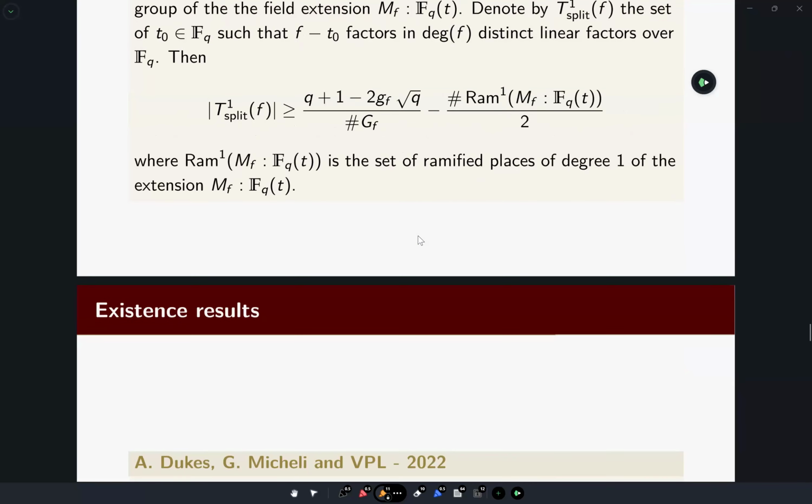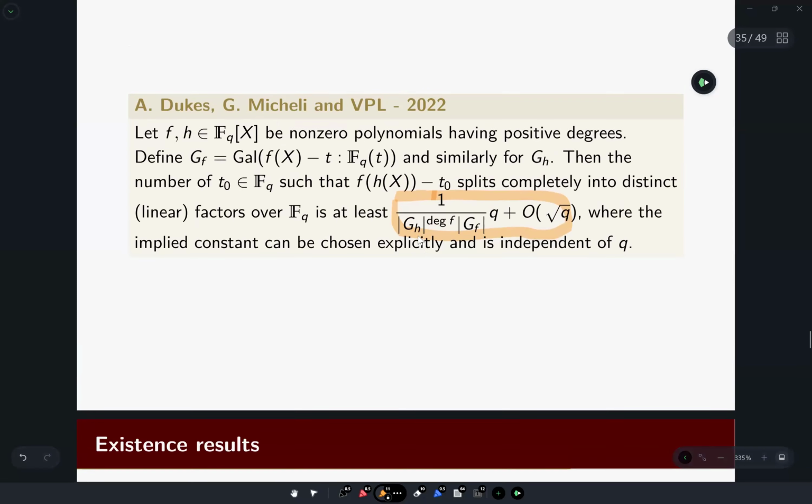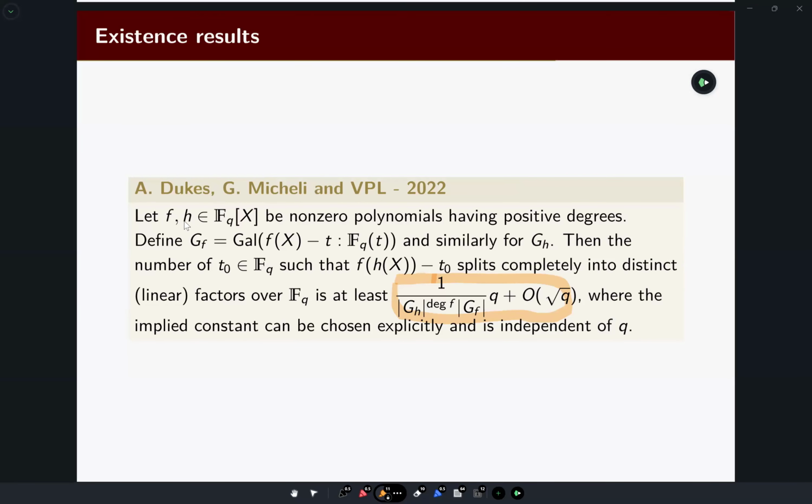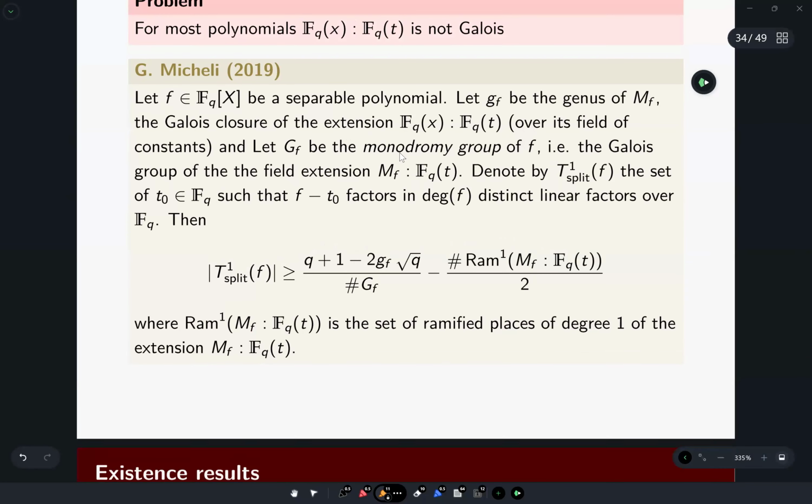Our generalization in this case was to study what happens if we have f of h, and what happens to the composition, by knowing the situation for just one polynomial. So basically, we had to generalize the construction and the theory. The construction was taken from Tamo and Barg, and the theory was taken from the result due to Micheli.